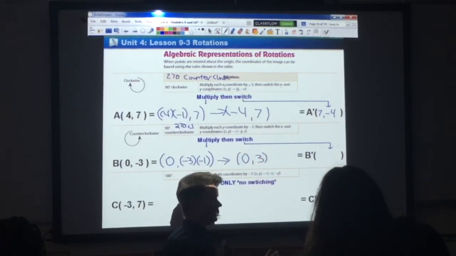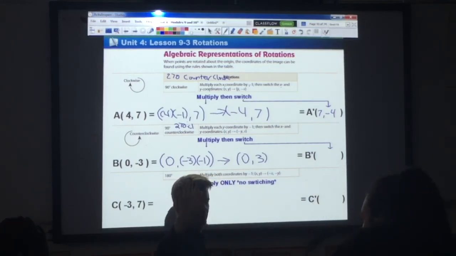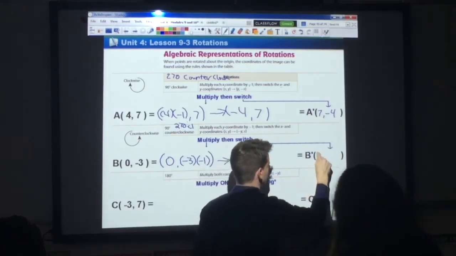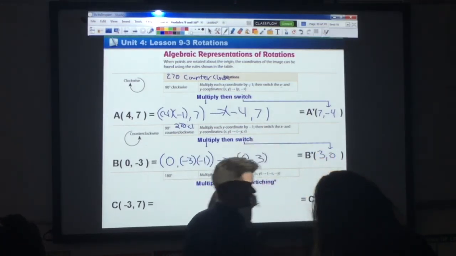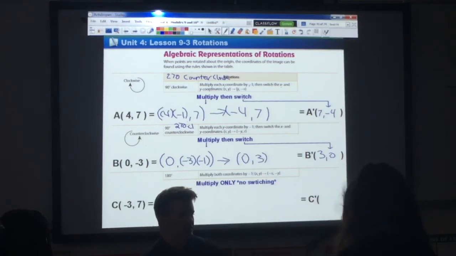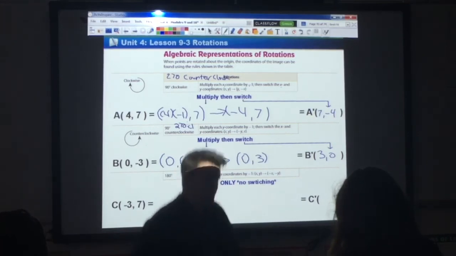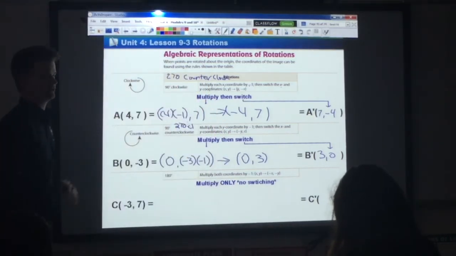We have multiplied y by -1. Now what do you got to do? Switch them. So what's your coordinate pair going to be for b prime? 3, 0. That's the only change. That is the only new piece of information between reflections and rotations. After the multiplication, you're going to be asked to switch. And that's only if we're doing 90 degrees.